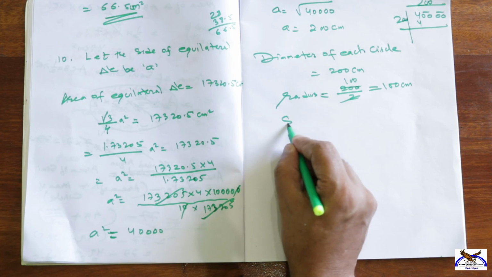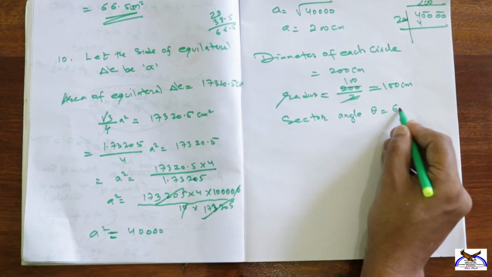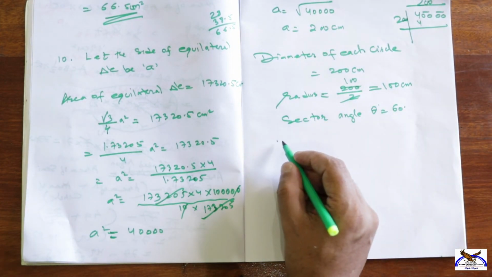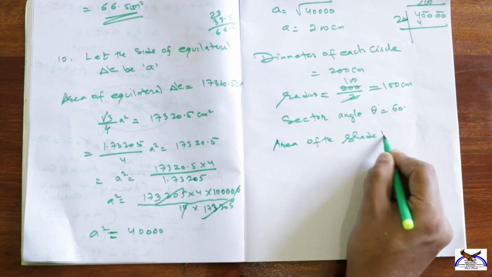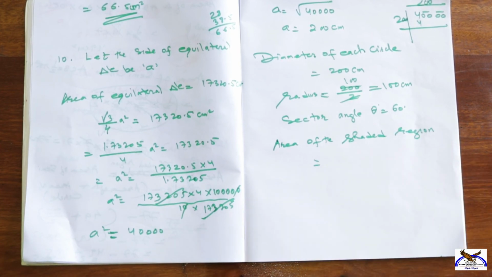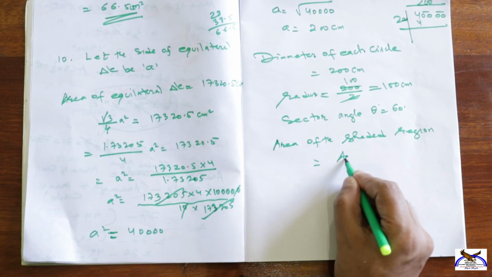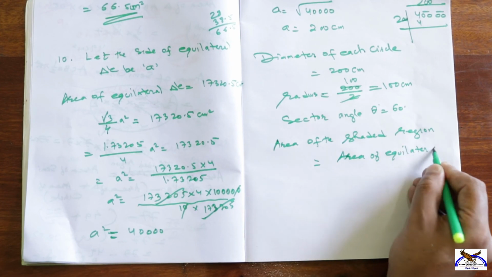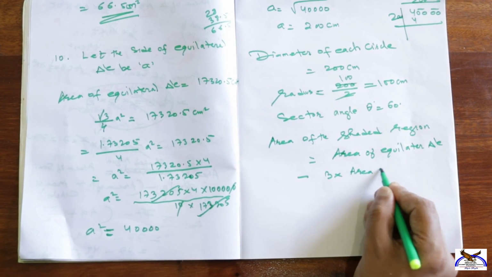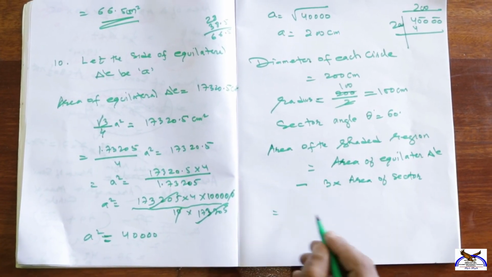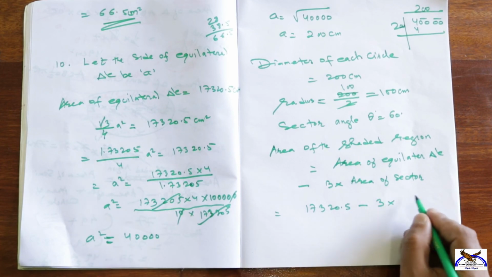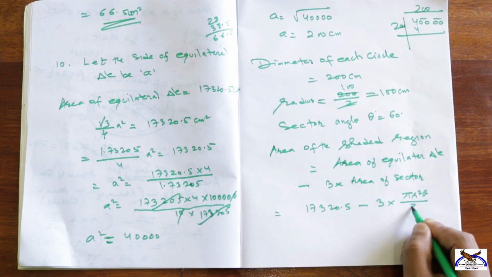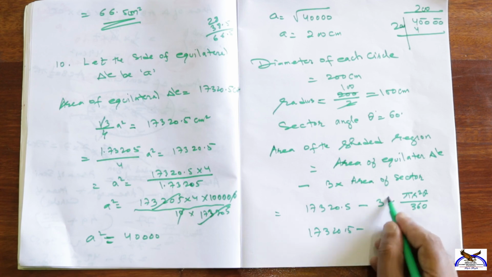Here the sector angle theta will be 60. This is an equilateral triangle, so the central angle will be 60. We are supposed to find the area of the shaded region. The area of the shaded region is the area of the equilateral triangle minus 3 into the area of a sector. The area of the equilateral triangle is 17320.5 minus 3 into the area of the sector. Area of sector is pi r square theta by 360.